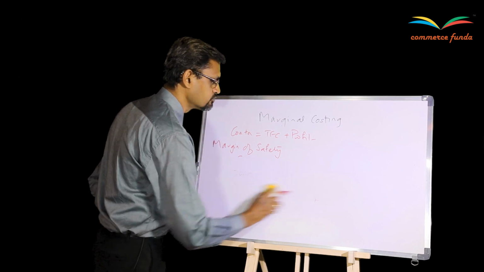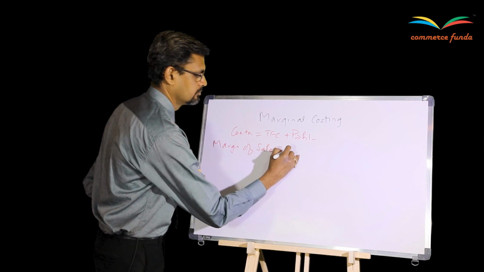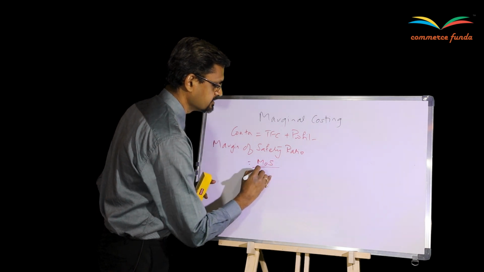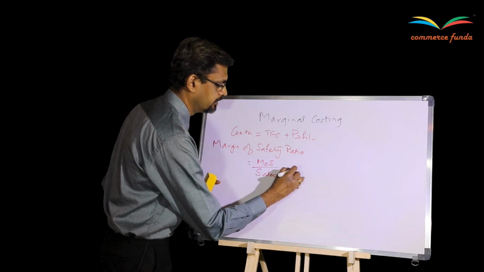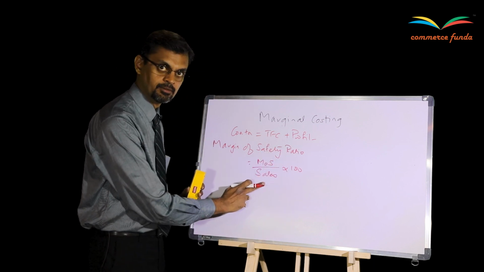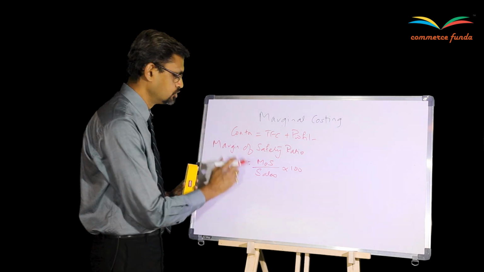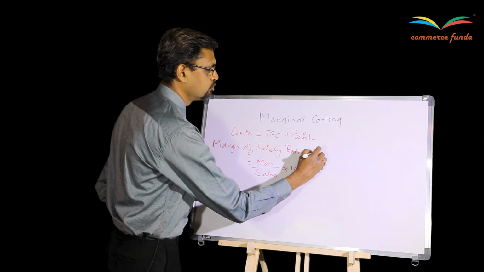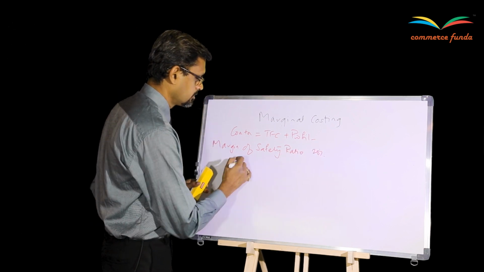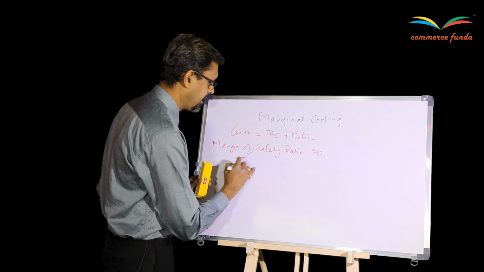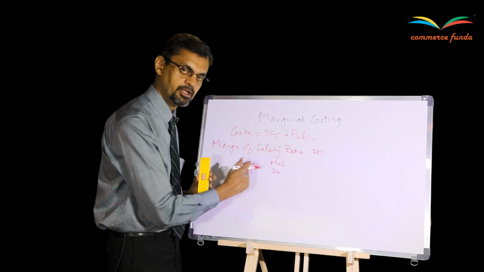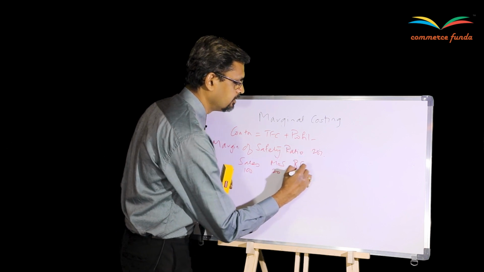If you are talking about margin of safety ratio, then it is margin of safety again divided by actual sales into 100, because it is expressed in percentage. So don't take break-even level, break-even sales in the denominator, it is actual sales. So if I say my margin of safety ratio is 20%, that means what? It is 20% of actual sales. So if my actual sales were 100, my margin of safety is 20. It is 20%. That means my break-even level was 80 rupees.